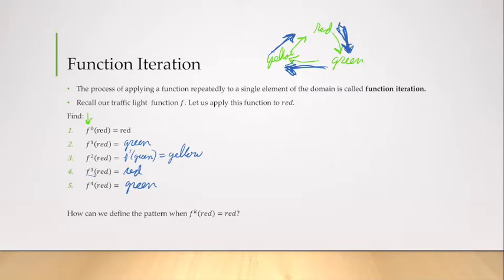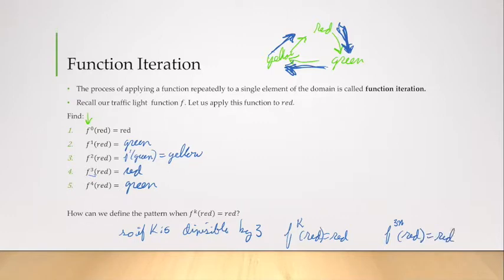Well, it repeats itself every 3 times. So if k is divisible by 3, f^k of red equals red. Or we could write this as f^(3n) of red equals red, for some number n. So it's cyclical, right? It follows a cycle, it repeats itself.